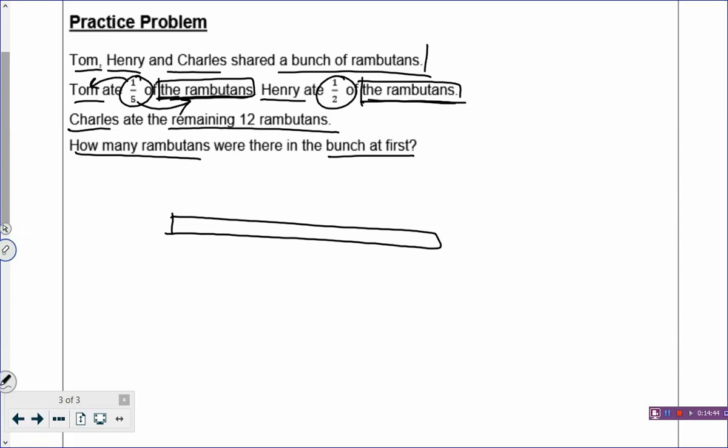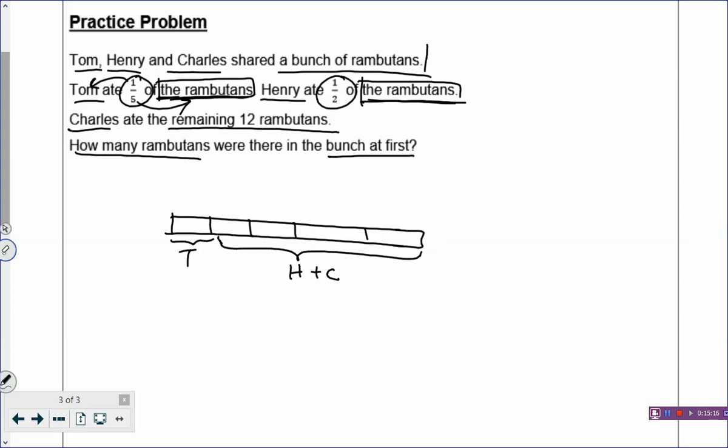So where is the group? The group is the rambutan, and Tom ate one box from this group. Alright, so cut the rambutans into 5 boxes, and Tom ate one box. So you label. And then who ate the rest of the boxes? Must be the other two persons, which is Henry and Charles. Alright, so let me just tidy up the model and label the model nicely. So the rest of the boxes are eaten by Henry and Charles.